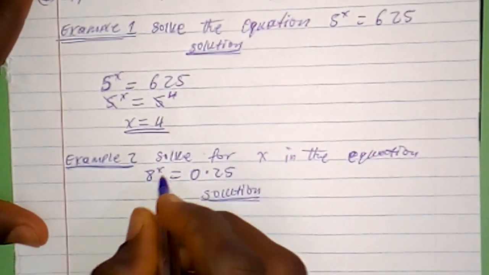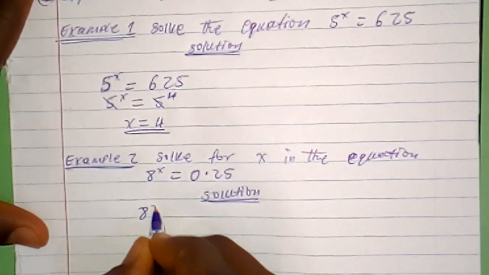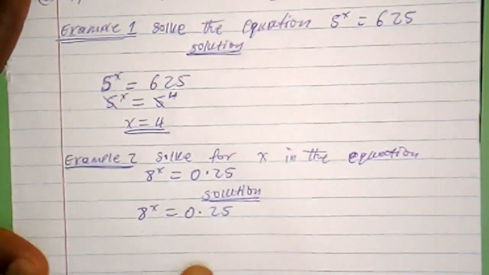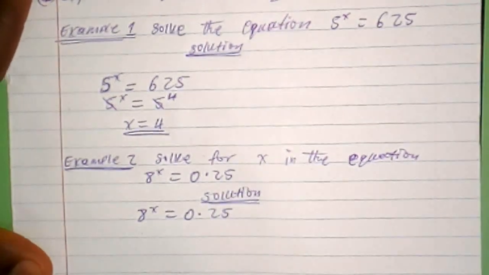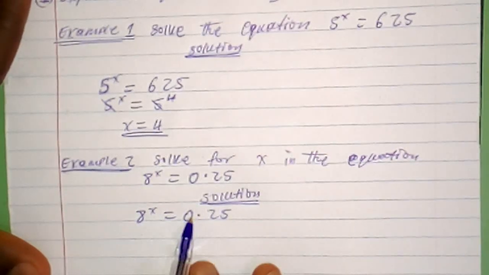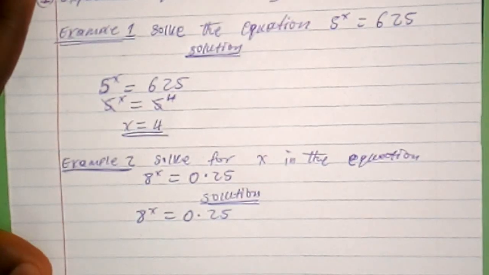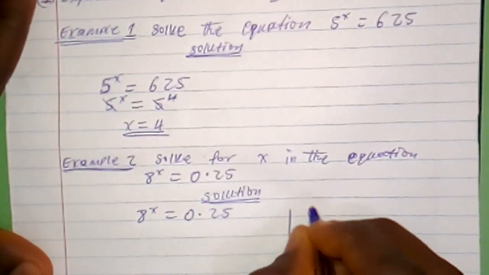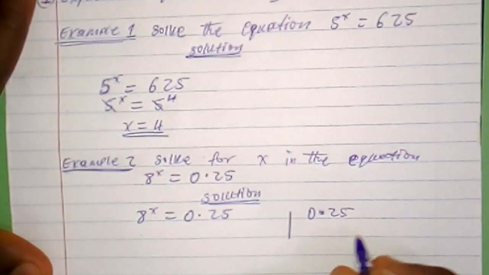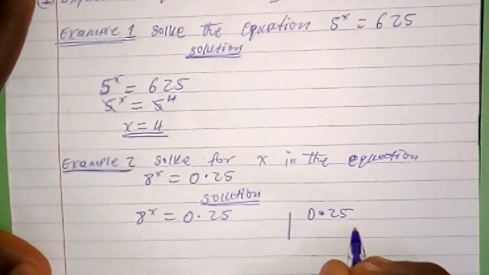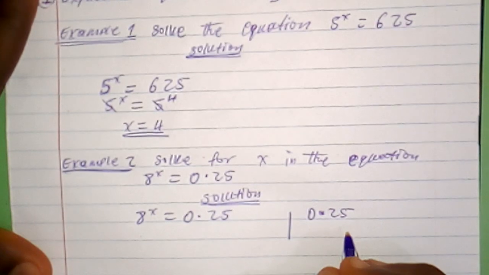What is the question? We are to solve 8 raised to the power x equals 0.25. It's a decimal. Now what should be our target first? It is to convert this decimal, which is 0.25, into a fraction. As I said, if you want to know how to convert from decimal to fraction, go and watch that video of mine, right?